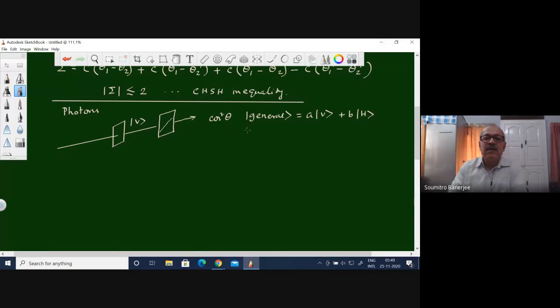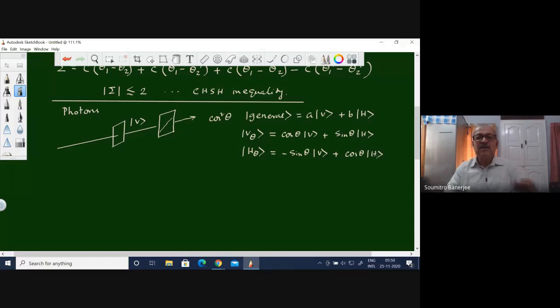So we learned that at any particular angle, V theta was written as cos theta V plus sin theta H, and the horizontal one, because we expressed it as 90 degrees minus theta, is minus sin theta V plus cos theta H. So this is something that we have done earlier, just as a way of recapitulation.